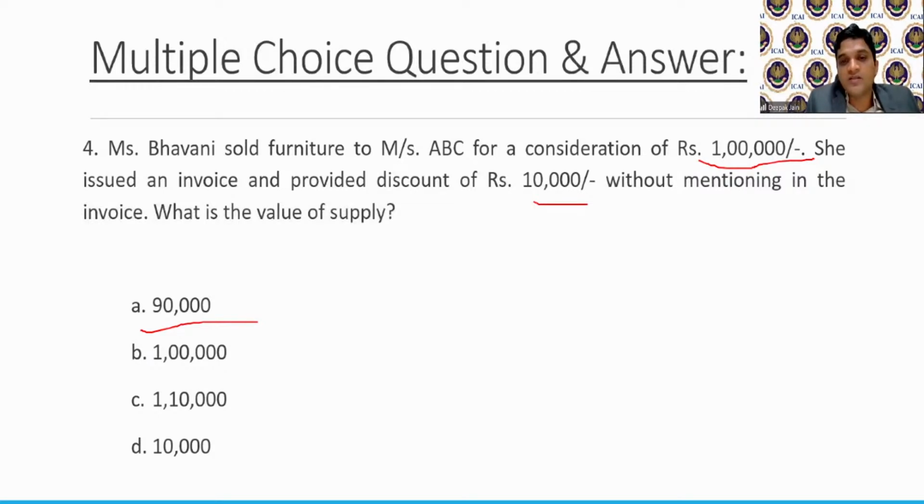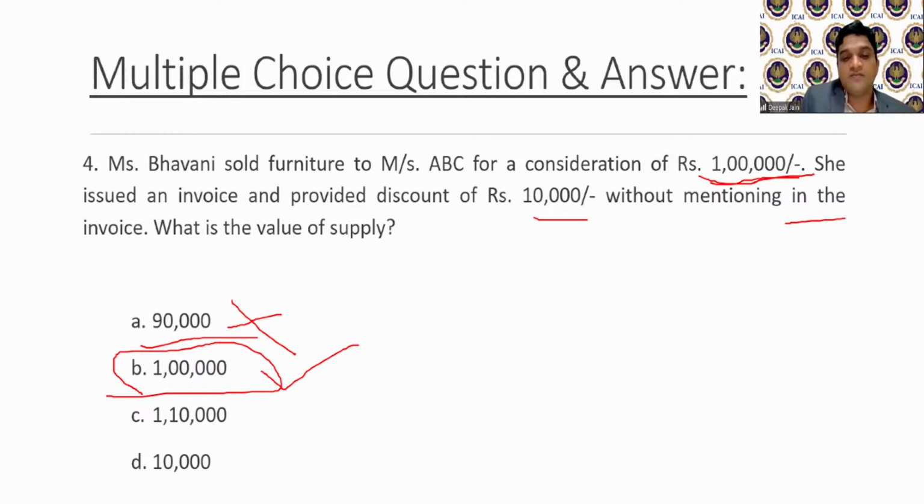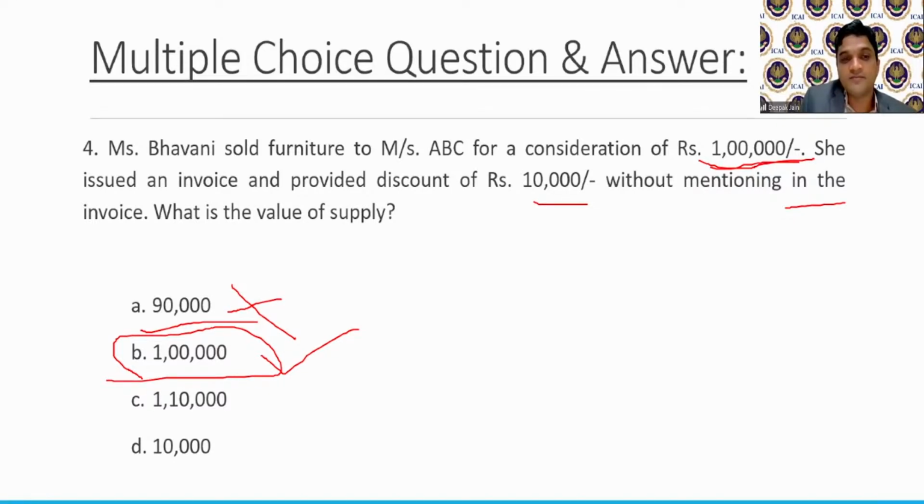For discount before or at the time of supply, we know that it should be mentioned in the invoice. In this case, it is not mentioned in the invoice. So the correct answer is B and not A. Even though discount is given, it is not mentioned in the invoice. So the correct answer is 1 lakh rupees itself. The value will be 1 lakh. Discount का benefit नहीं मिलेगा. Okay? Discount का benefit इसमें नहीं मिलेगा.